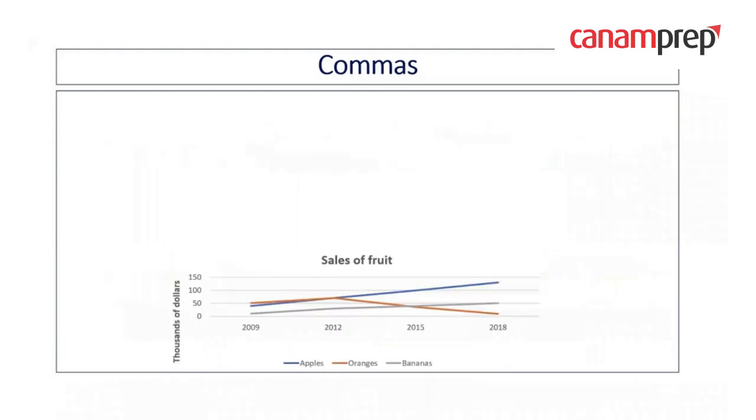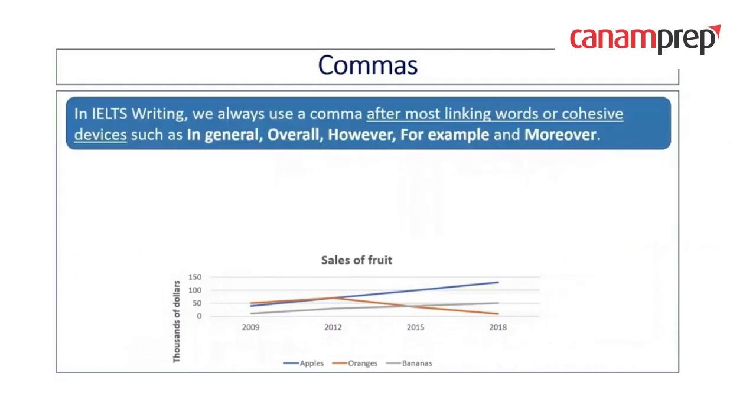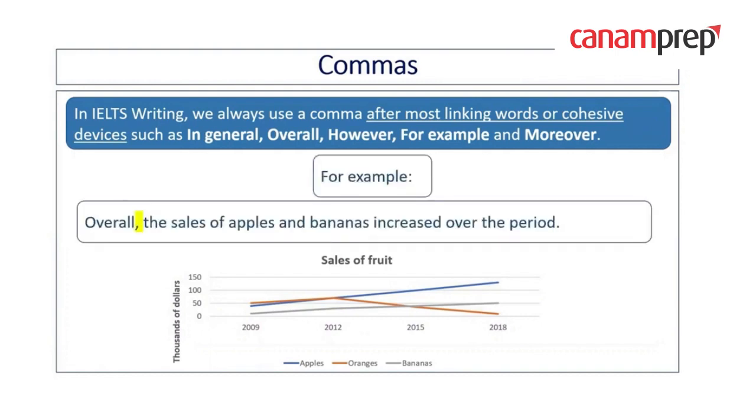So for example, in a writing task 1 overview, we use a comma after the linking word. So for example, overall, comma, space, the sales of apples and bananas increased over the period. And if you forget that comma, unfortunately, you will lose marks and your band score level will be lower. So make sure that you remember to put the comma after that cohesive device.